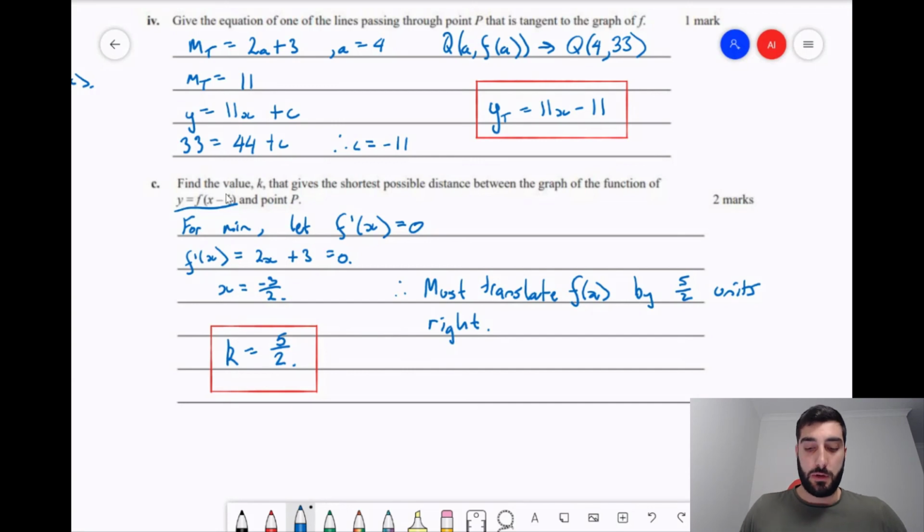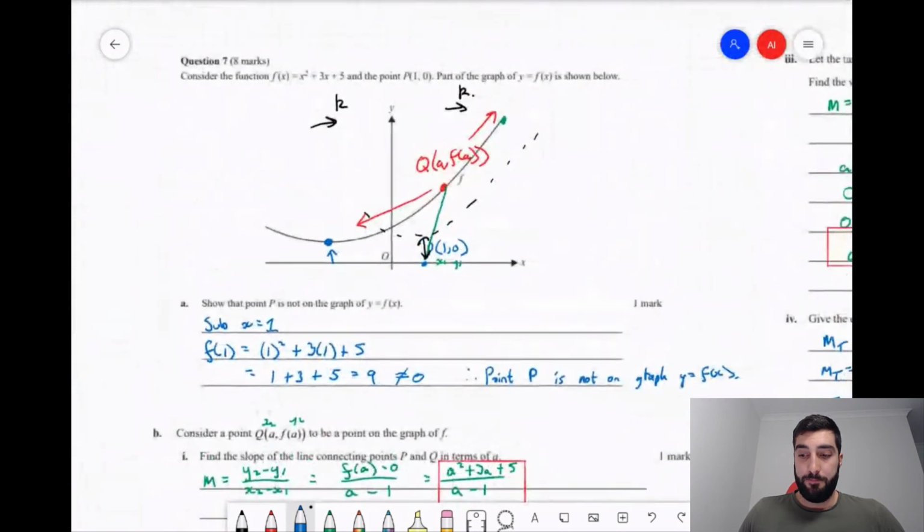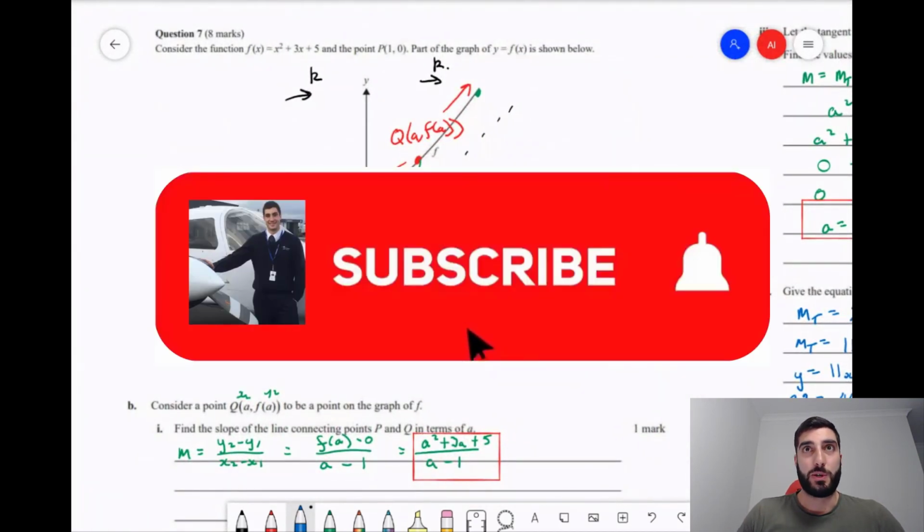Okay, there you go. So that's the second last question of the 2020 Exam 1. Stay tuned next week and I'll provide the solution for the last question, question 8.